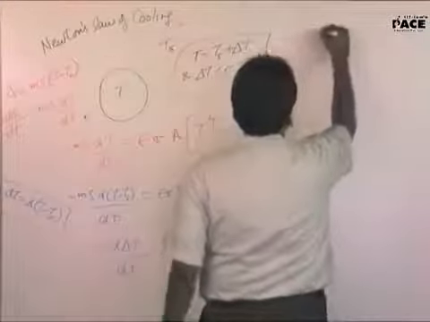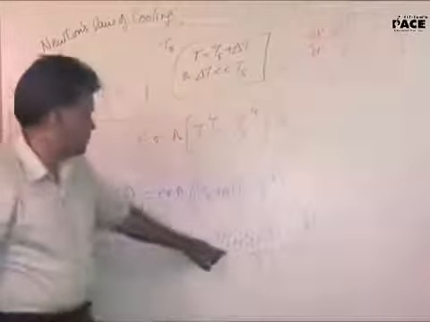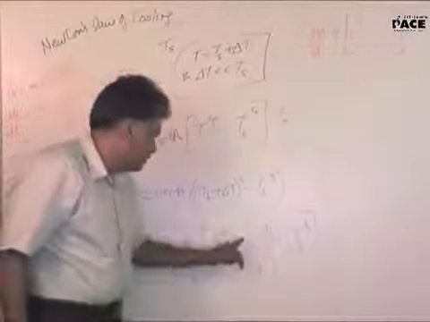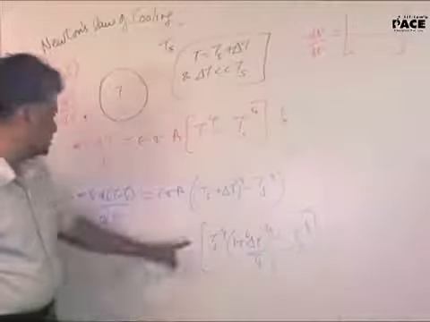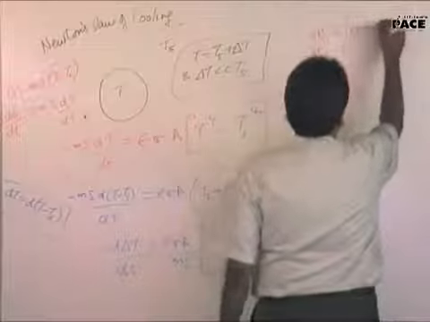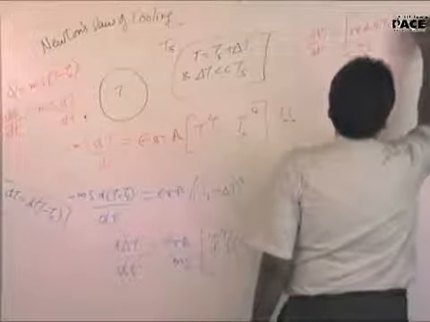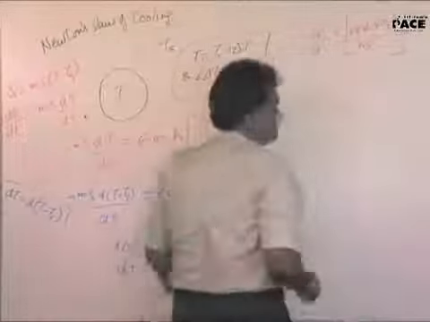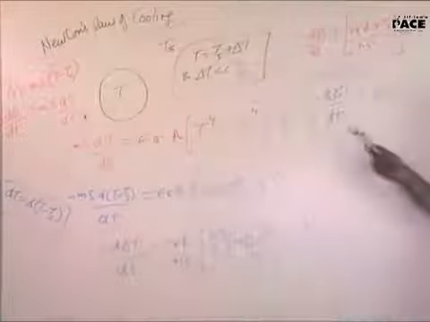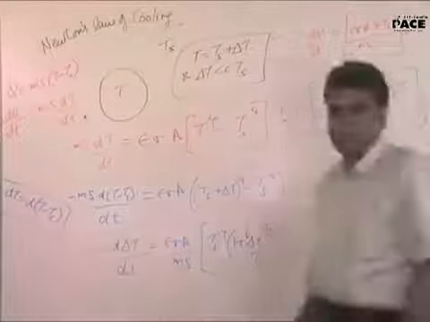Minus d delta T by dt equals Ts power 4, and minus Ts power 4 gone. You have 4 Ts cube. So we will write it as epsilon sigma A 4 Ts cube by ms delta T. Can I write like that? This is the equation of Newton's law of cooling. The rate of cooling is proportional to the difference of temperature.